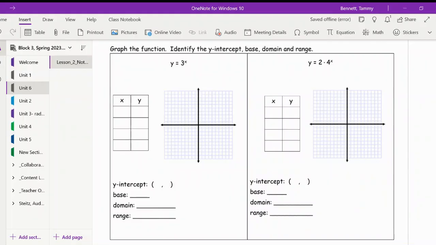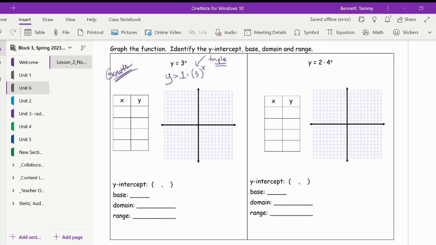y equals 3 to the x. I want you to think of that as the same as saying y equals 1 times 3 to the x. So that 3 means I am tripling. It's a triple factor. So this is a growth function.